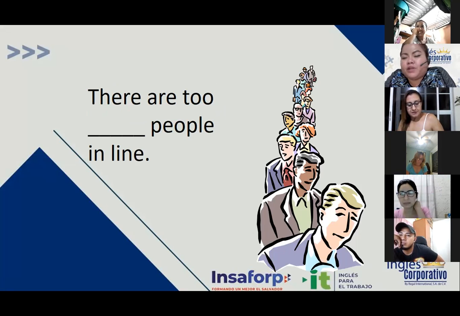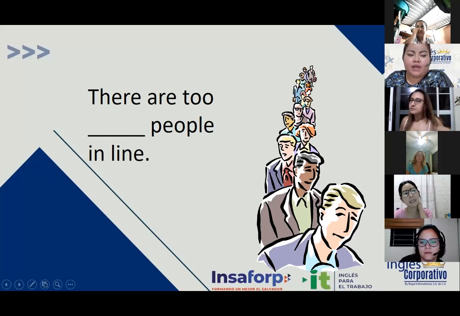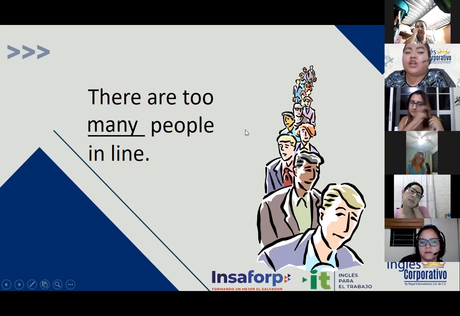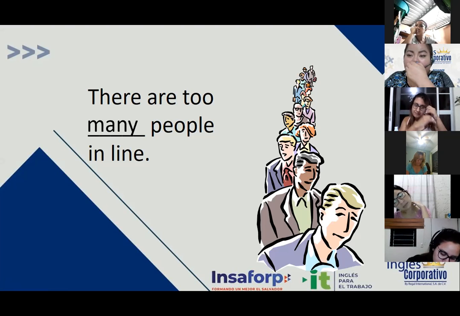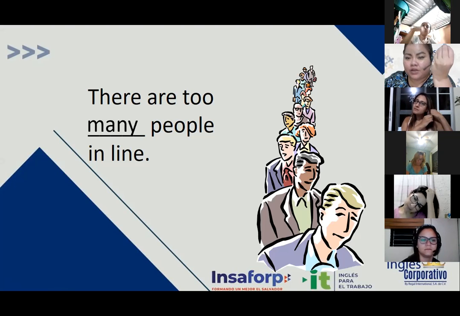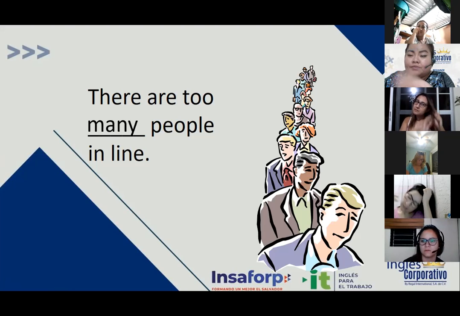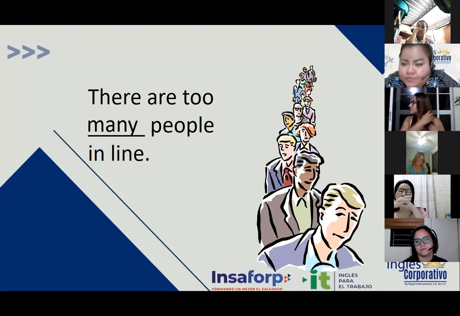There are too much people in line. Many people? Much people? No sé, veamos la respuesta. There are too many people in line because you can count the people. One person, two people, three people, four people, five people. People. Oh, okay. Ese es un sustantivo que aparte de ser contable, es irregular. No solo los verbos son irregulares. Miren qué bonito en inglés. También los sustantivos son regulares e irregulares. Y person, one person. I have one person in my class. I have 10 people in my class. I have too many people right now. Okay.